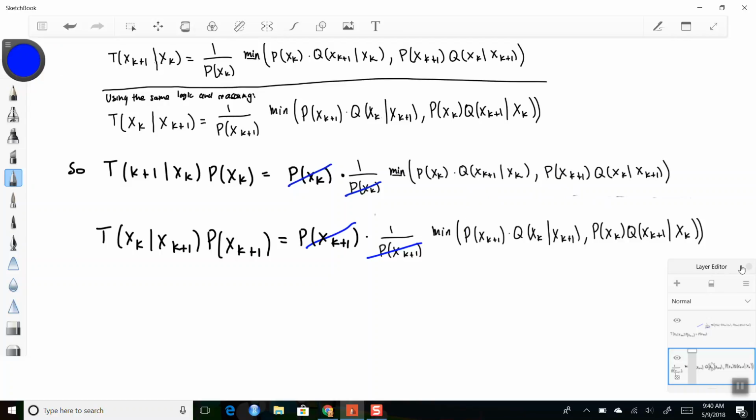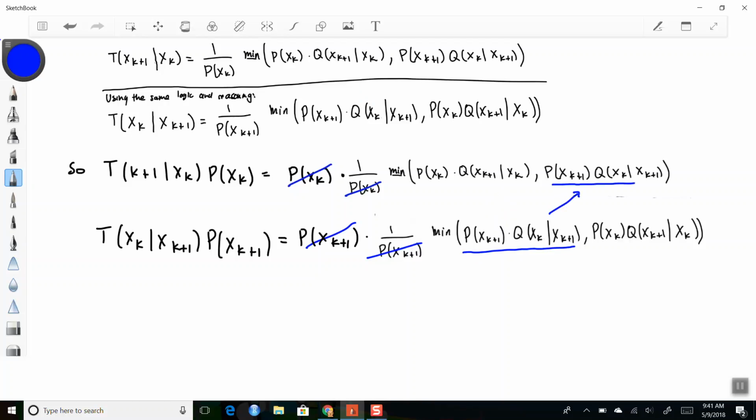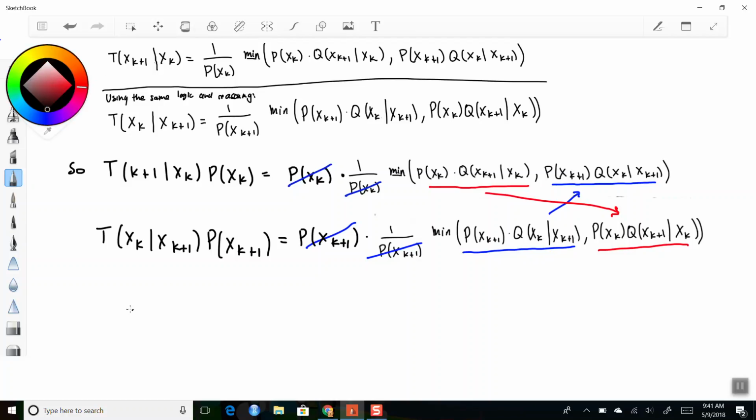What we notice is that this term and this term are exactly the same, right? So this thing is equal to this thing, and this thing is equal to this thing, all right? So the minimum value between this and this and this and this, right, is going to be the same.